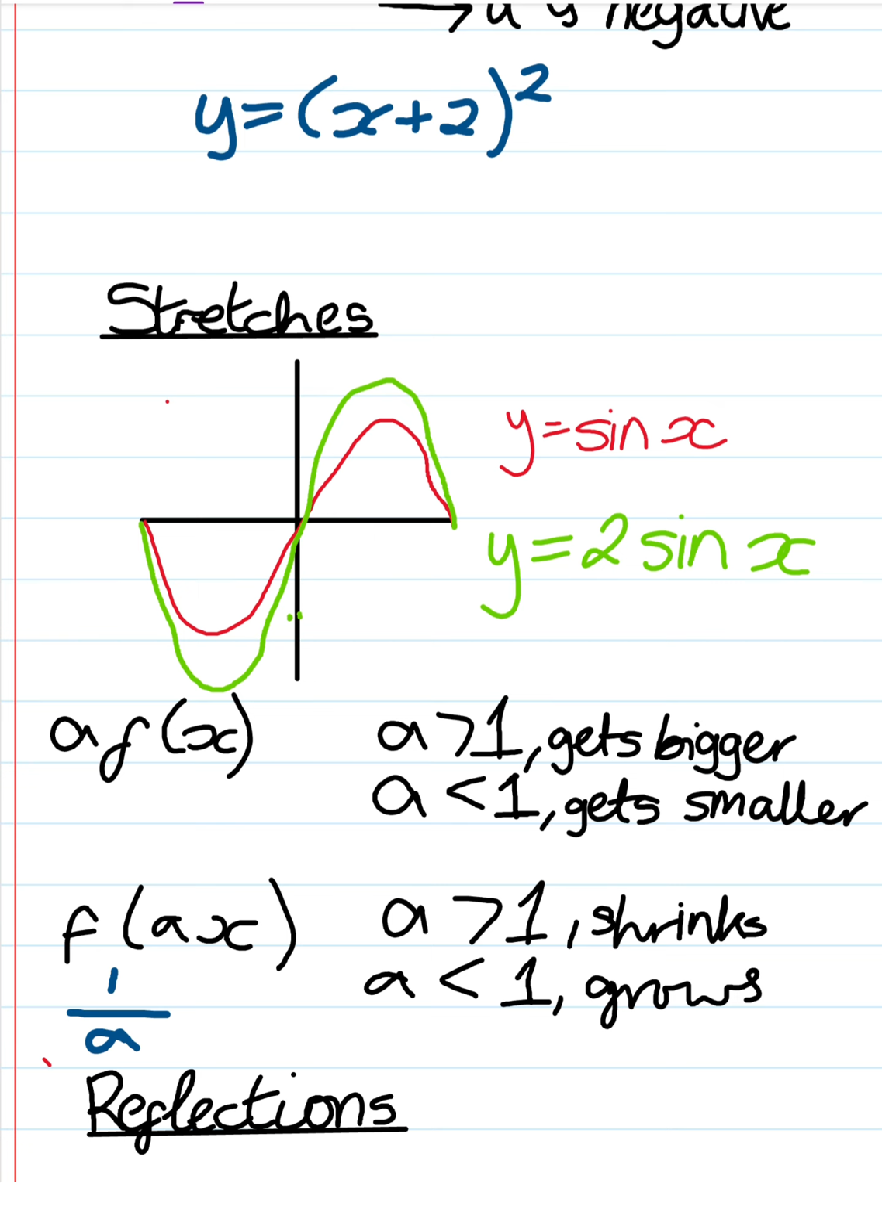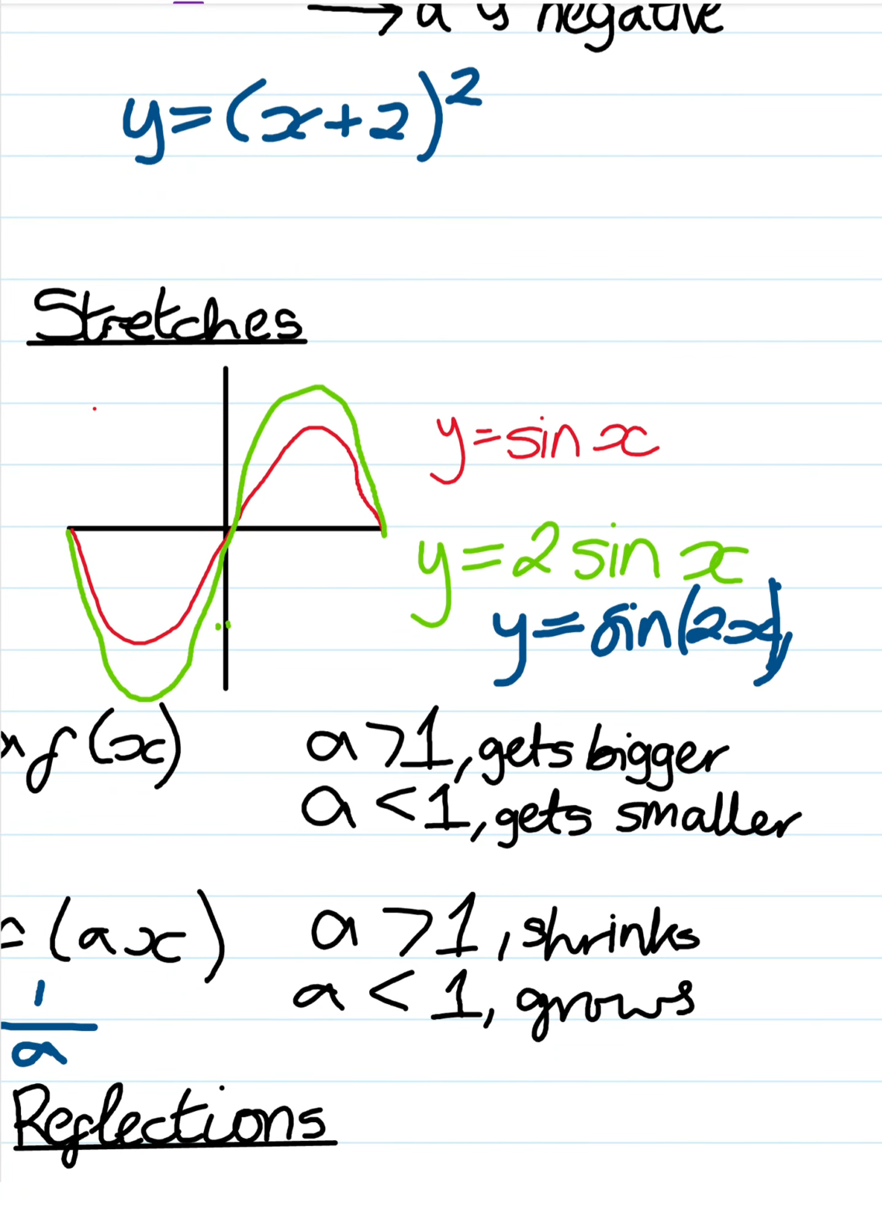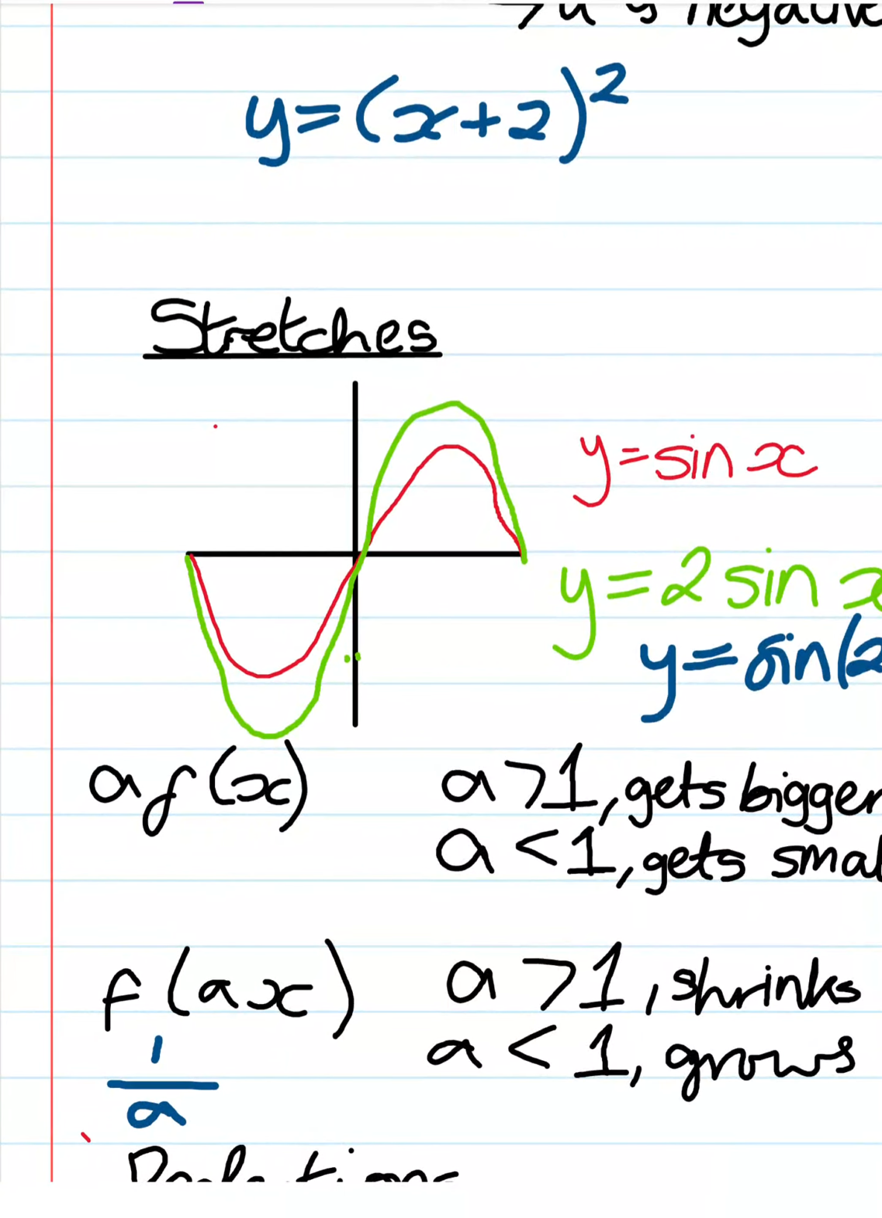For example, if we have y equals sine of 2x, this has squashed the graph together because a is greater than 1. This means our new graph looks something like this, as it's all been squashed in. It still has the same peaks, but the peaks come quicker.